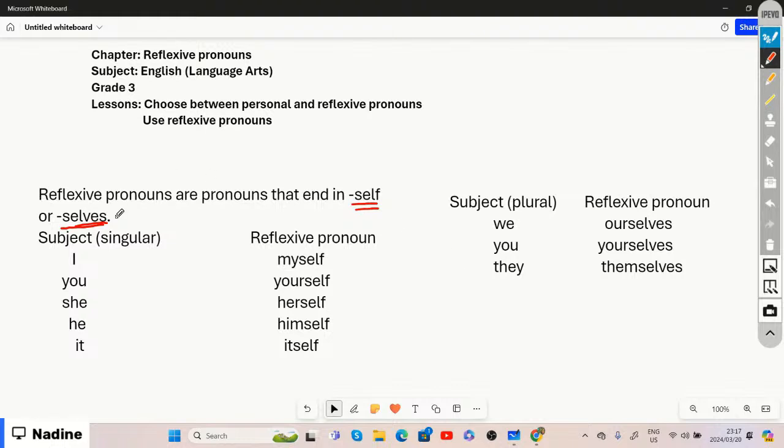And here we have the subject that matches the reflexive pronoun. If the subject is I, then the reflexive pronoun is myself. And if the subject is you, then the reflexive pronoun is yourself.